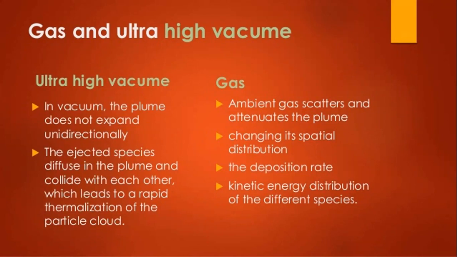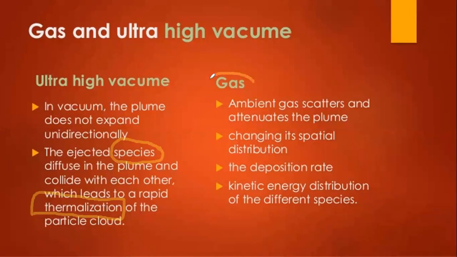So the ejected species means whenever the laser beam is bombarded onto the targeted material, at the same time the species, which are nothing but atoms or molecules, are diffused in the plume and collide with each other, which leads to rapid thermalization of the particle clouds. And due to the thermalization the vapor particles get formed, and at the same time those vapor particles transfer towards the substrate direction.